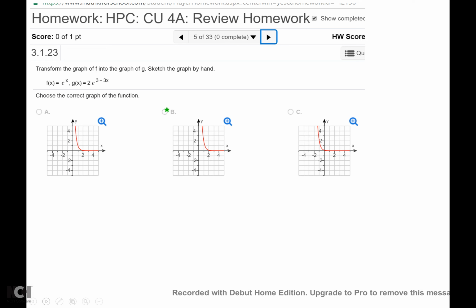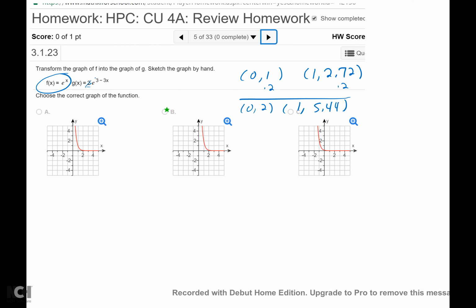Another transformation. Well, here's mother. So her ordered pairs would be (0, 1) and (1, 2.72). Okay, and they want me to multiply the y's by 2. So times 2, times 2, I get (0, 2) and (1, 5.44), since 2.72 times 2 is 5.44. That's done.